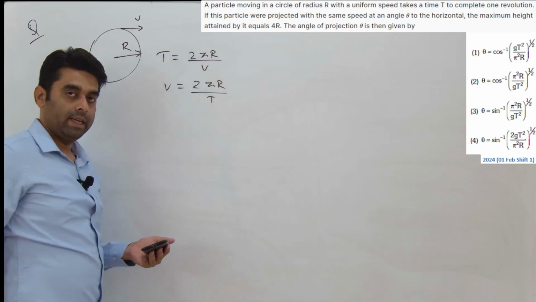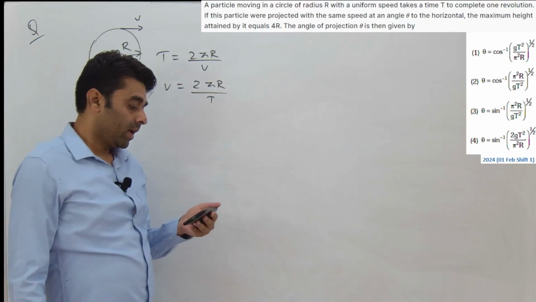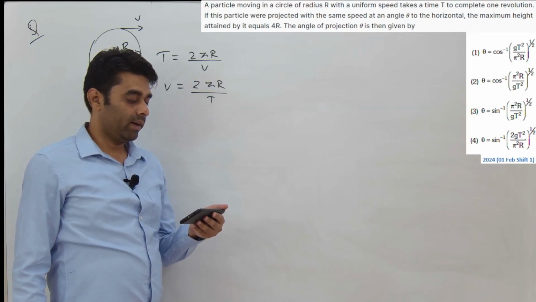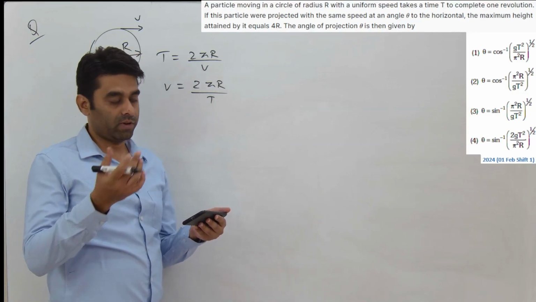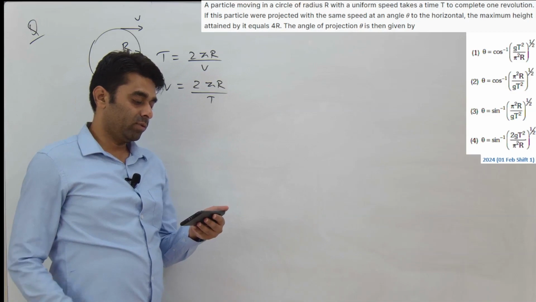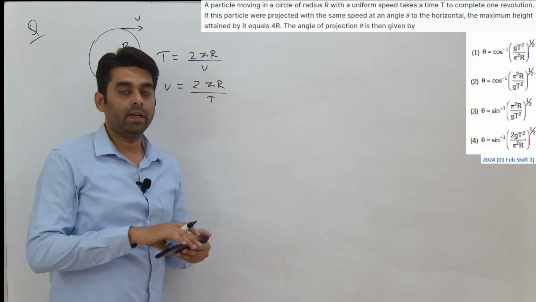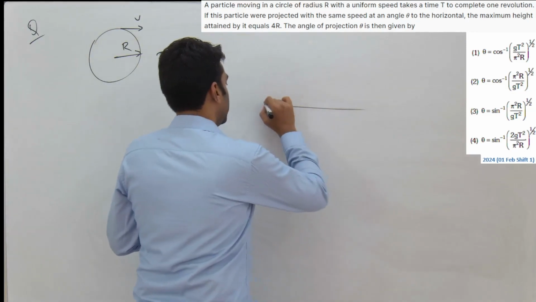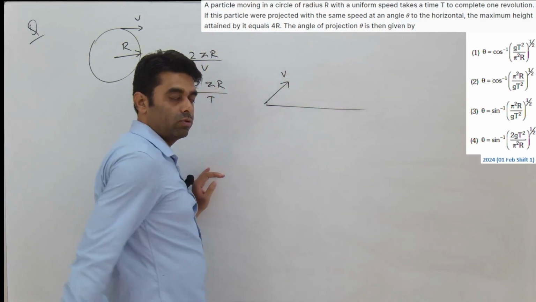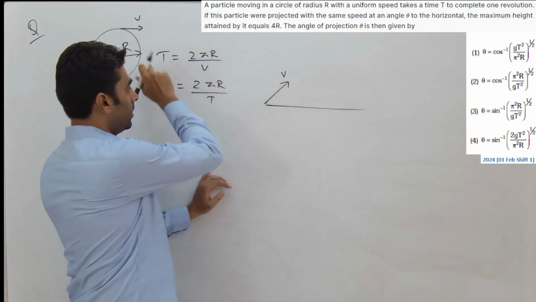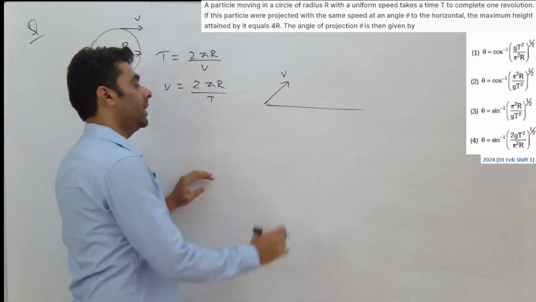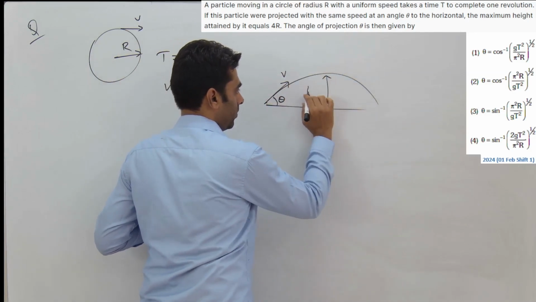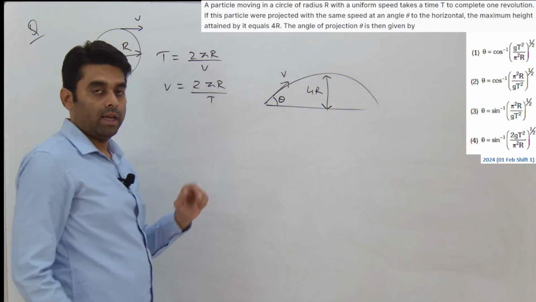Well and good. Next it says, if this particle were projected with the same speed at an angle theta to the horizontal, the maximum height attained by it is 4r. In terms of r they have given the height. The angle of projection theta is then to be given in terms of sine and cos. Fine. So, if this particle is thrown with the speed v, the speed with which it is moving in the circular path, at an angle of theta, the maximum height is 4 times the radius. They are asking you the angle theta.